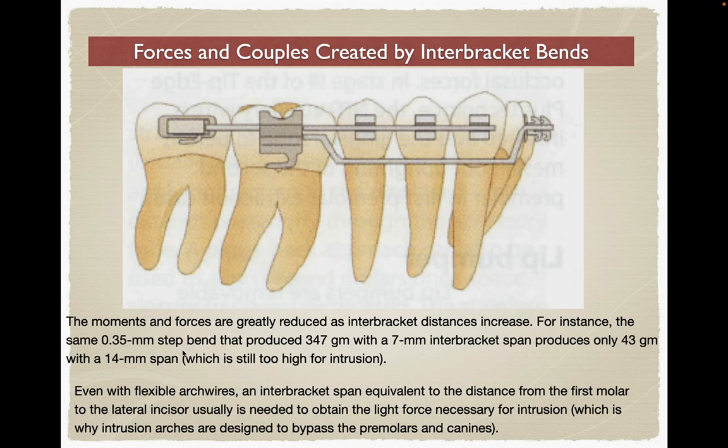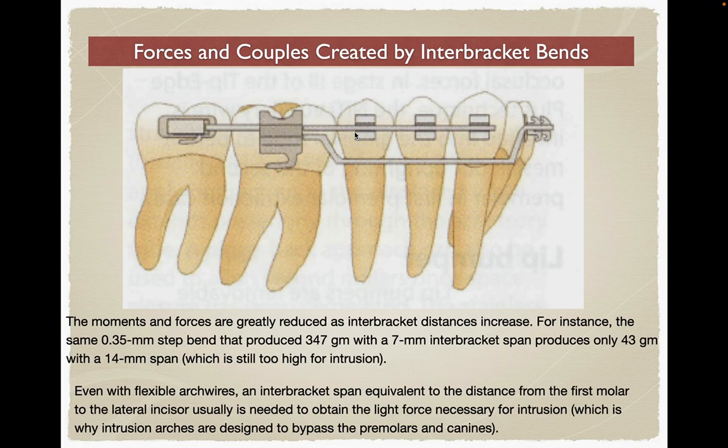So the research has found that if you use a step bend of about 35.35 millimeter, with an interbracket span of 7 millimeter, the force that results will be 347 grams. If you increase this interbracket span to 14 millimeter, the force will drop to 43. When we say interbracket span, we are talking about this distance. So now, when you're using this utility arch wire, the interbracket span is from here all the way to here, which is very long. That will result in a reduction of the force.